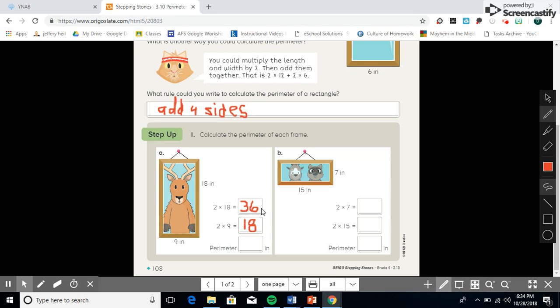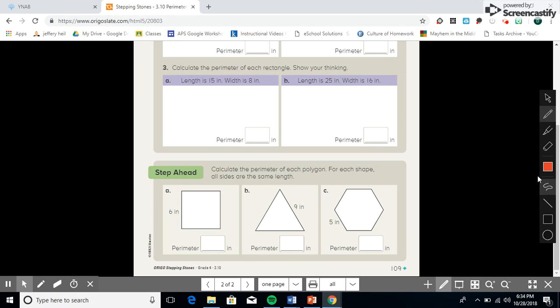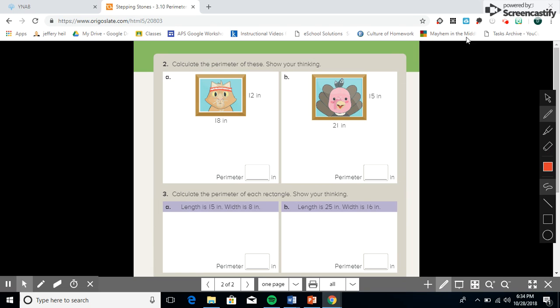So 8 plus 6 is 14. Carry the 1. 3 plus 1 is 4, plus 1 is 5. So our perimeter would be 54 inches. Go ahead and pause the video and do problem B. Over here you can use any strategy that you would like to use.